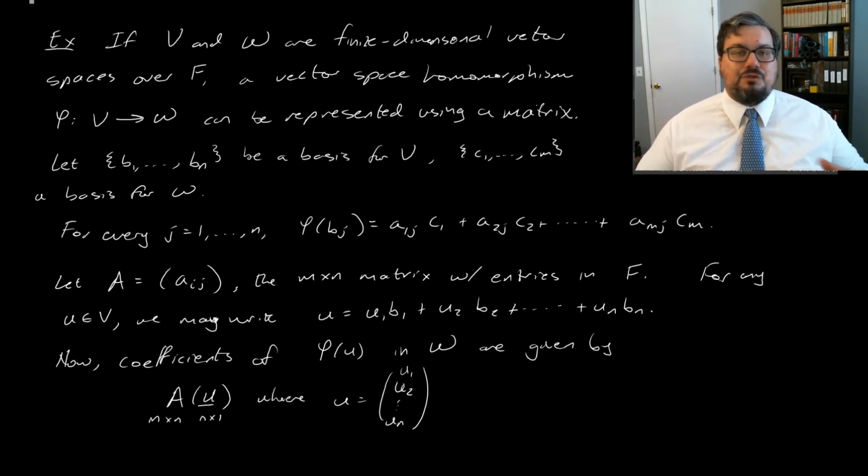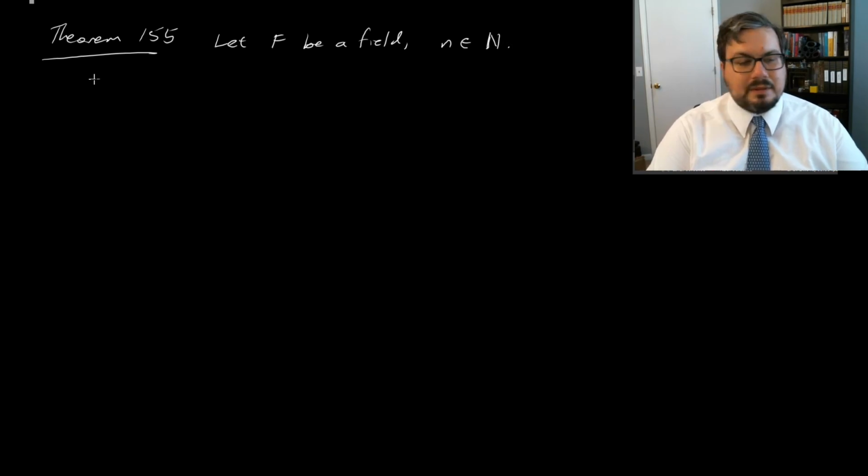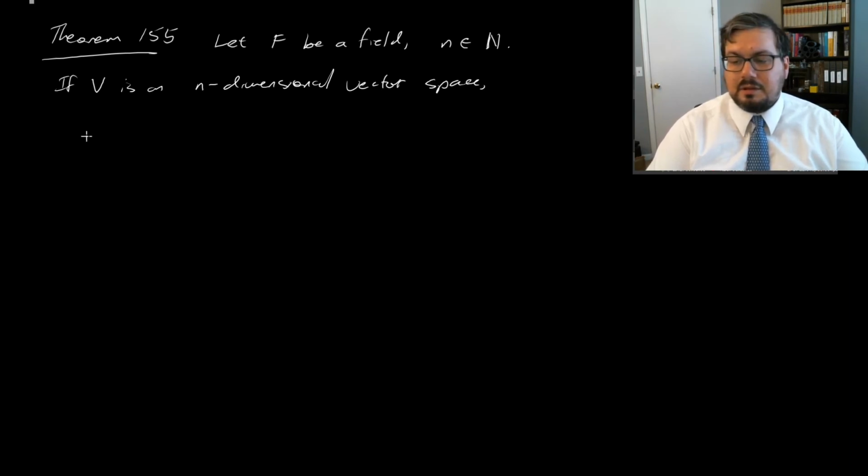So these sorts of ideas that we developed for real vector spaces or complex vector spaces work in pretty much exactly the same way when we're working with vector spaces over an arbitrary field. Now, the most important consequence to this idea about vector space homomorphisms is the following result, the proof of which is left as an exercise, Theorem 155. Let F be a field and n some non-negative number. If V is an n-dimensional vector space, then V is isomorphic to F^n as F vector spaces.